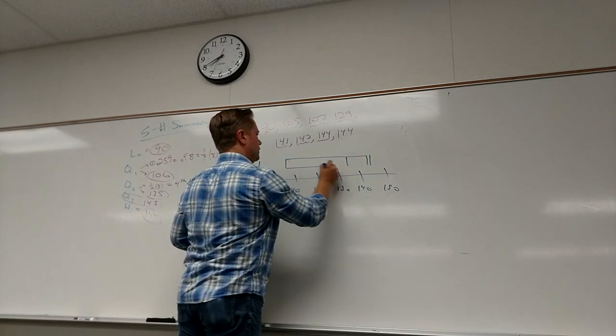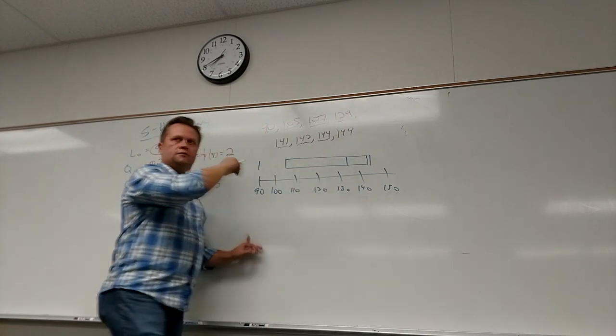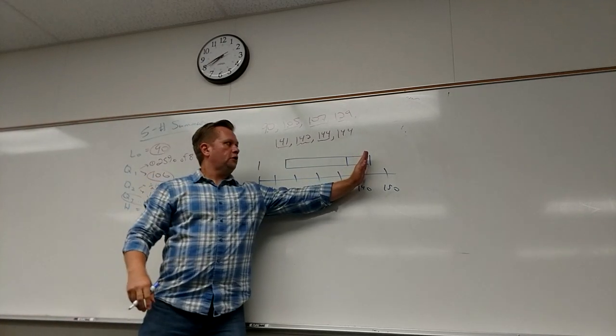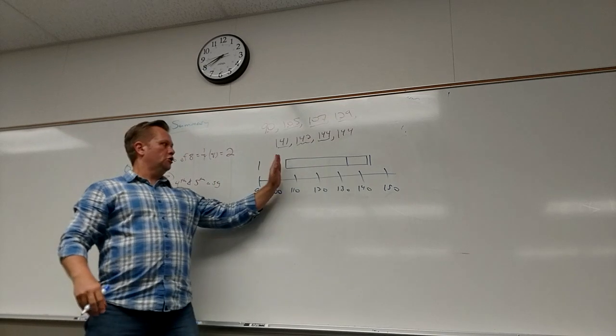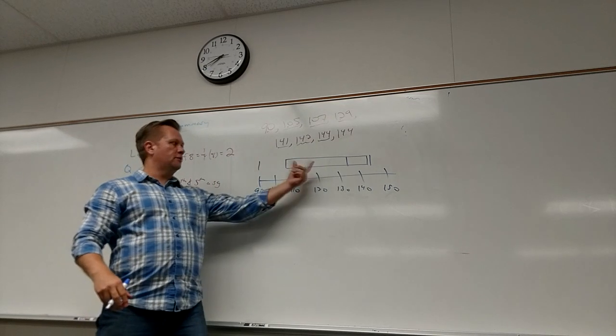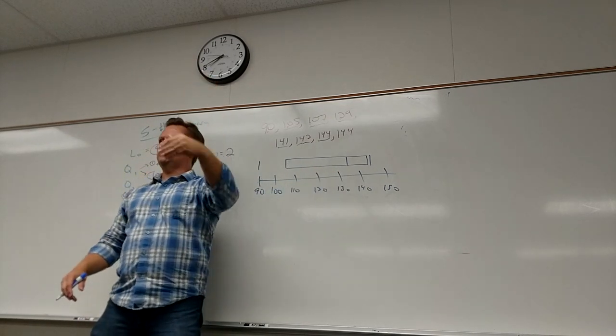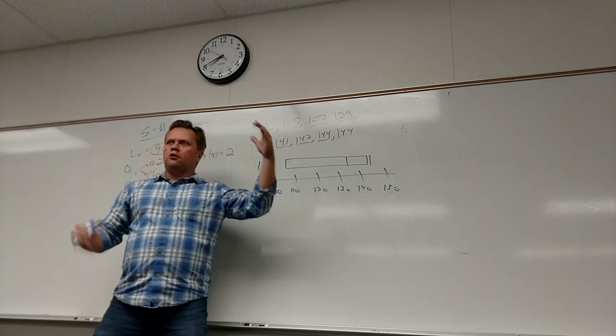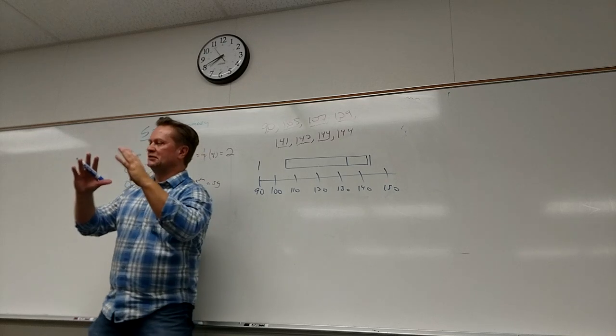I don't remember if I said this, but what percentage is in this box? What percentage of the data? 25. Q3 has 75% below it. Q1 has 25% below it. So how much is in the middle? 75 minus 25, 50. This is the middle 50%. It's what I call the heartland, right?